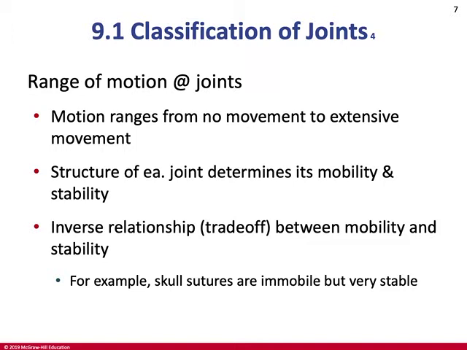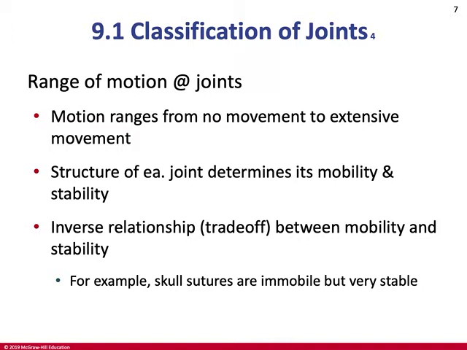Motion ranges in these joint categories from no movement to extensive movement. The trade-off there is that the more movable a joint is, the more easily it's injured. And the structure of each joint determines its mobility and stability, in addition to the ligaments that hold the joint together and the tendons that cross it. So that's the relationship we talk about, right?